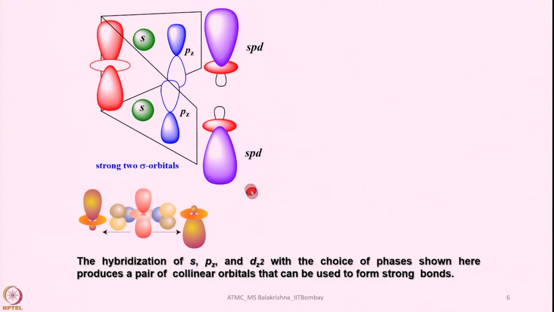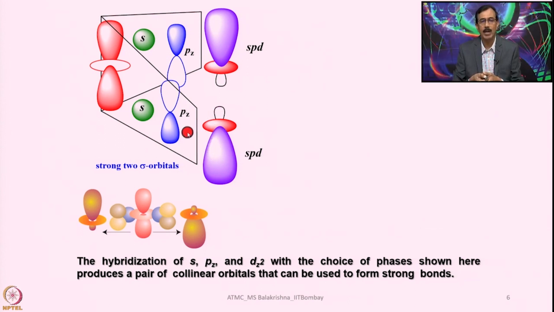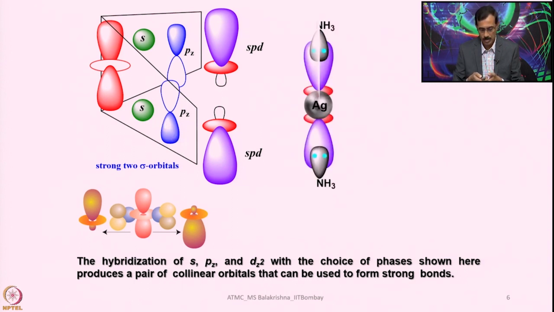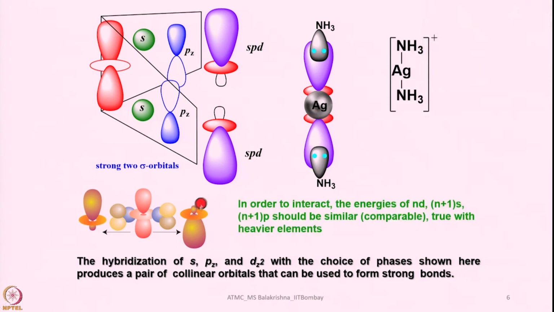How did that happen? The hybridization of s, pz and dz square with the choice of phases shown here produces a pair of collinear orbitals that can be used to form strong bonds. In order to form strong sigma bonds, some metal ions utilize this kind of hybridization, very rare ones. You can see these 2 spd hybrid orbitals are oriented in this direction. Now, if 2 ammonia ligands come, they donate a pair of electrons to these empty orbitals to form the strong diammine silver complex.